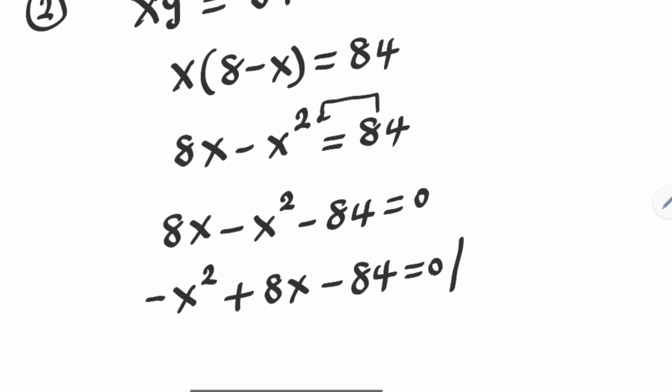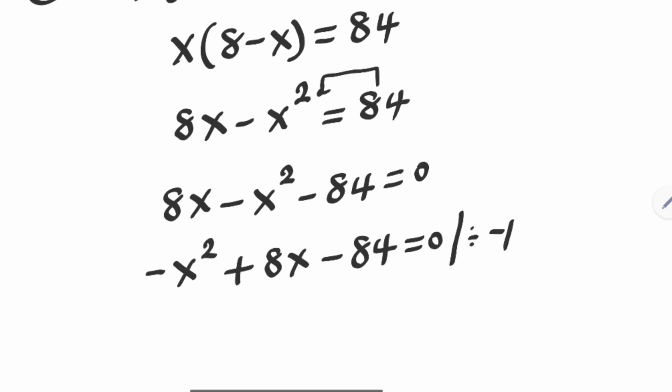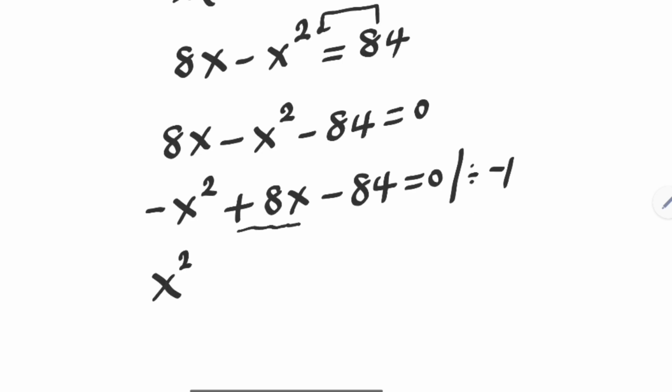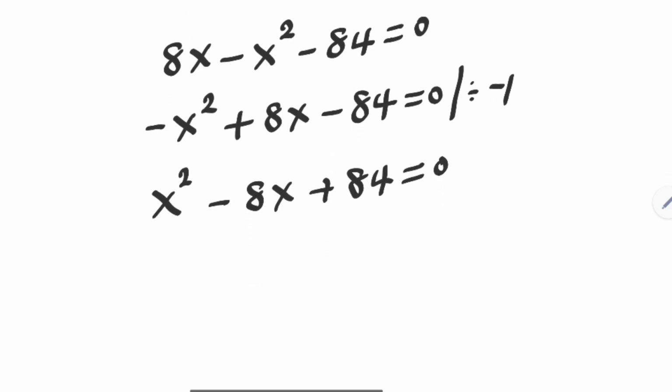Now let us divide the whole of this equation by negative 1. Negative x squared divided by negative 1 will give x squared. Positive 8x divided by negative 1 is negative 8x. Then negative 84 divided by negative 1 is positive 84, equal to 0. This is a quadratic equation. Let us solve this using quadratic formula.